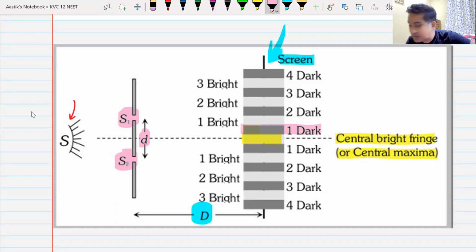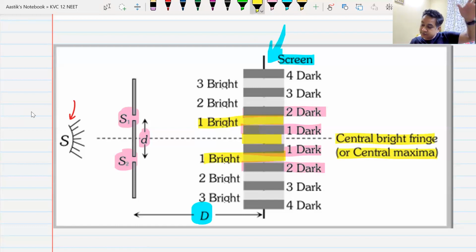This is the first dark on the upper side. This is the first dark on the lower side. Then we have your first bright fringe, which is the yellow one. Then you have your second dark fringe, which is the pink one, and so on. Alternate dark and bright fringes you will get. The central one is always your maxima, known as central maxima or central bright fringe. I'll give you 2 minutes to note this now.